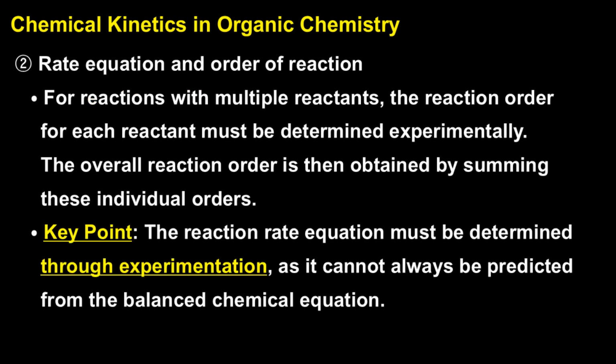One important thing to remember is this. When a reaction involves multiple reactants, the order for each reactant has to be determined experimentally. Once we have those values, their sum gives us the overall reaction order. Here's something a lot of people get wrong. You can't predict the rate equation just by looking at the balanced chemical equation. Even reactions that look almost identical on paper can have completely different rate laws in real life. That's why reaction orders must always be found through experiments. And understanding reaction order isn't just about putting reactions into categories. It actually helps us predict and control reaction rates in everything from lab research to real industrial processes.